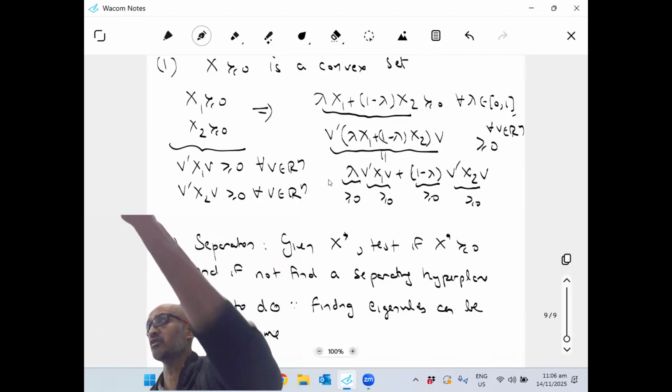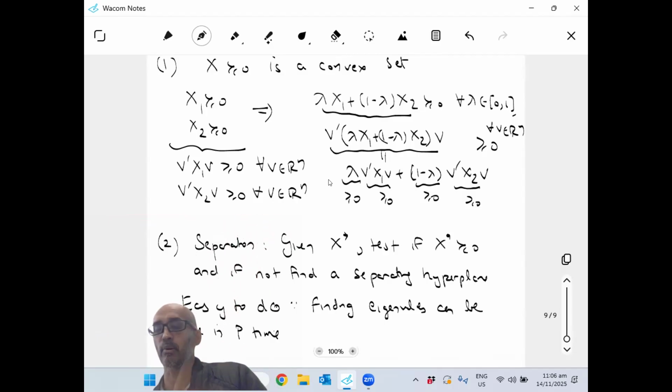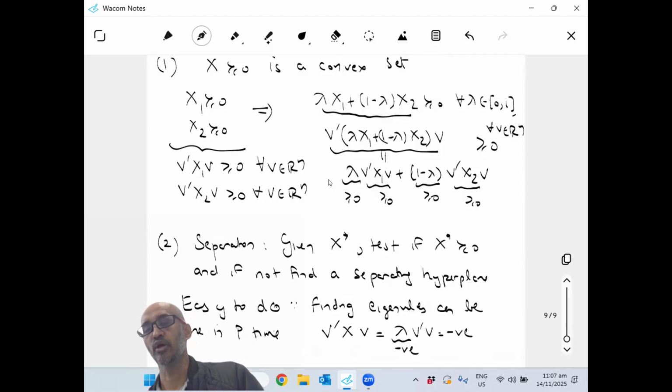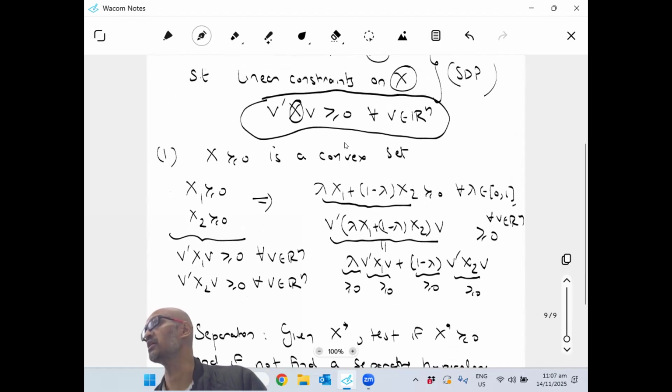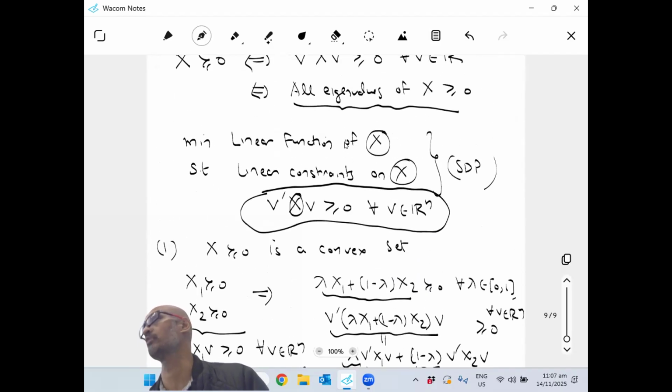If an eigenvalue is negative, the corresponding eigenvector will give me a separating hyperplane, because V transpose XV will be lambda times V transpose V, and if lambda is negative, this number will be negative. So it will violate this constraint, and it will give me a separating hyperplane. So what this tells me is separation for SDP is easy, which means optimization for SDP is easy. It turns out that this class of problems can be solved in polynomial time.